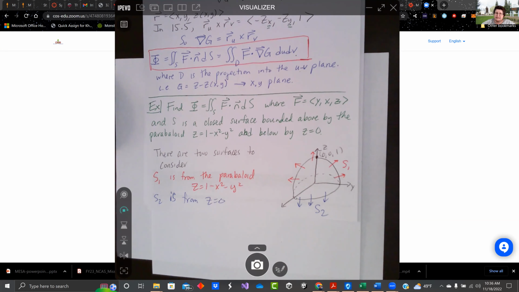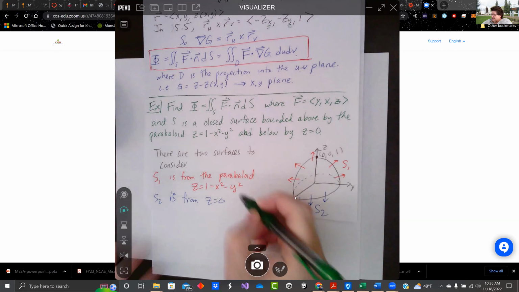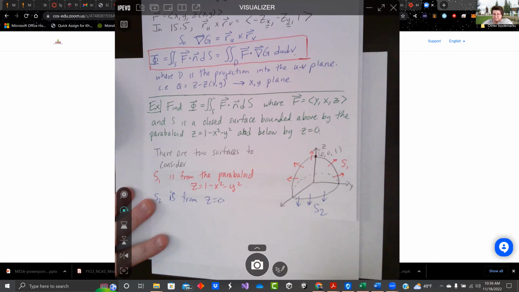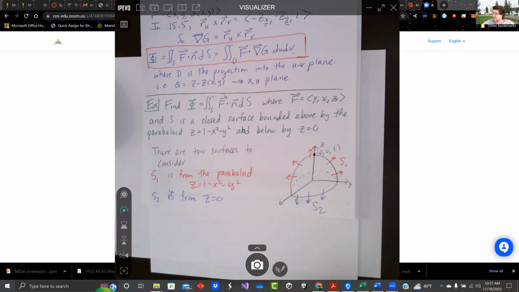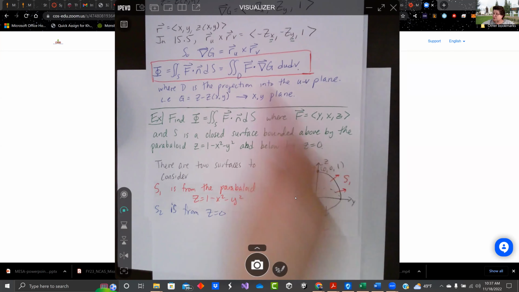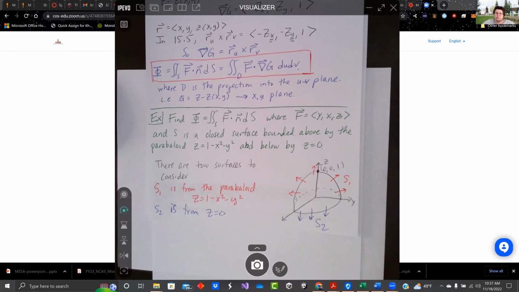Both of these are z as a function of x and y. The top one, we already see what z is as a function of x and y. The bottom one, z is 0. It's still a function of x and y, but there's no actual component there. Let's look at our solution. We're going to do the gradient of g, dot that with our F, and go from there.